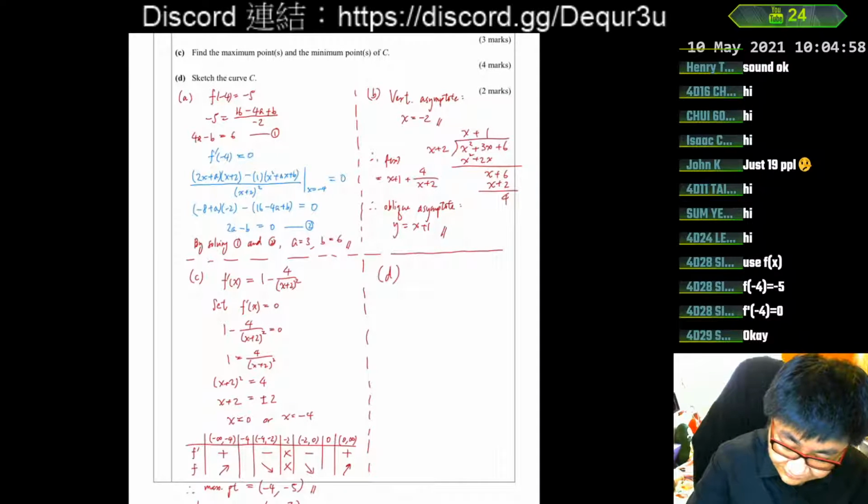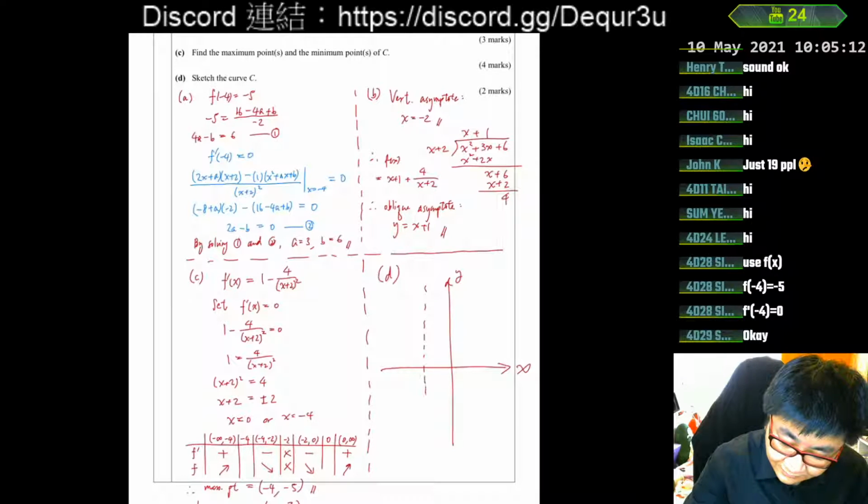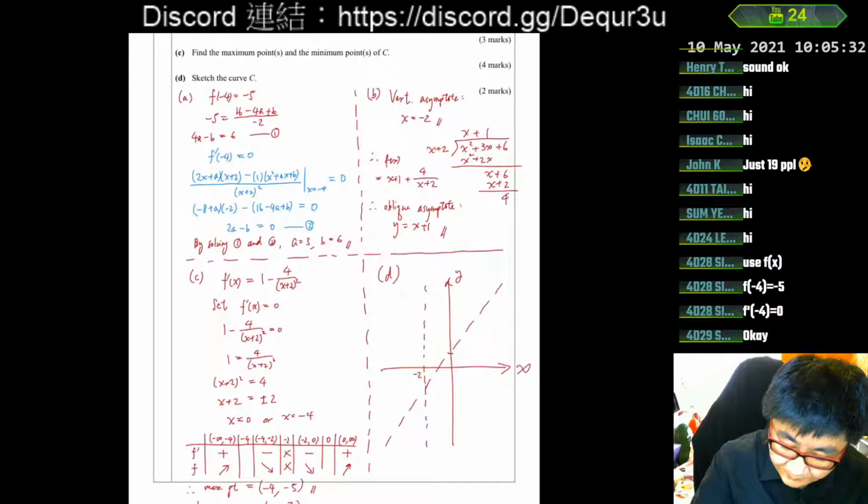But finally, we sketch the curve. Okay, whenever we sketch the curve, always put the asymptotes first. So vertical asymptote x equal to negative 2, therefore put the vertical asymptote at negative 2. And then the oblique asymptote is y equal to x plus 1, it is a positive slope and 1 y-intercept. Okay, therefore put the 1 here and then a positive slope. So probably like this. y equal to x plus 1 is the oblique asymptote.